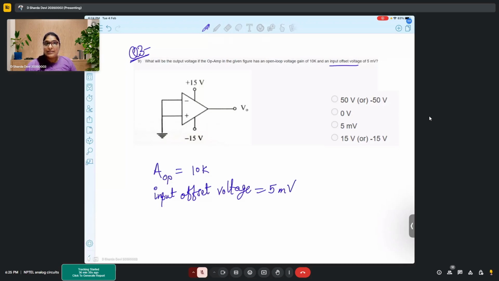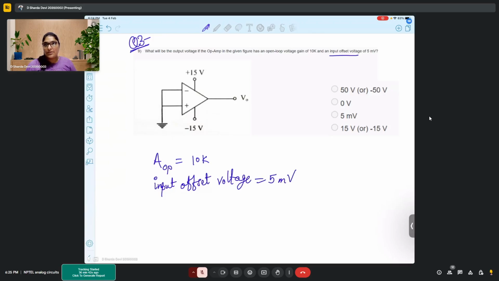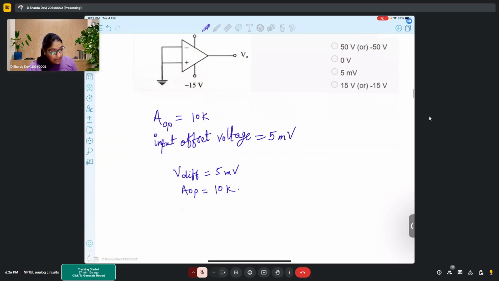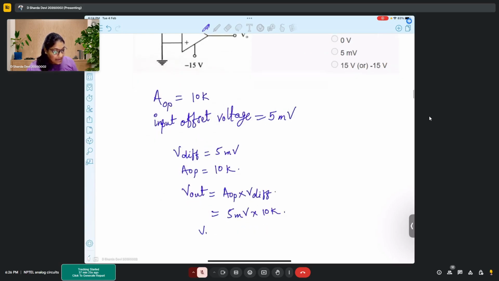As I mentioned, we are applying this voltage to one input terminal, right? So if I talk about what my V difference is while calculating the offset voltage, whatever the input offset voltage is, that is your input difference voltage, right? So here V difference would be 5 millivolts. And it is given that your op-amp has a gain of 10K. Now, how do we calculate the output of the op-amp? We say it is gain times the difference of inputs. So that is 5 millivolts into 10K. So V out turns out to be 50 volts, right?